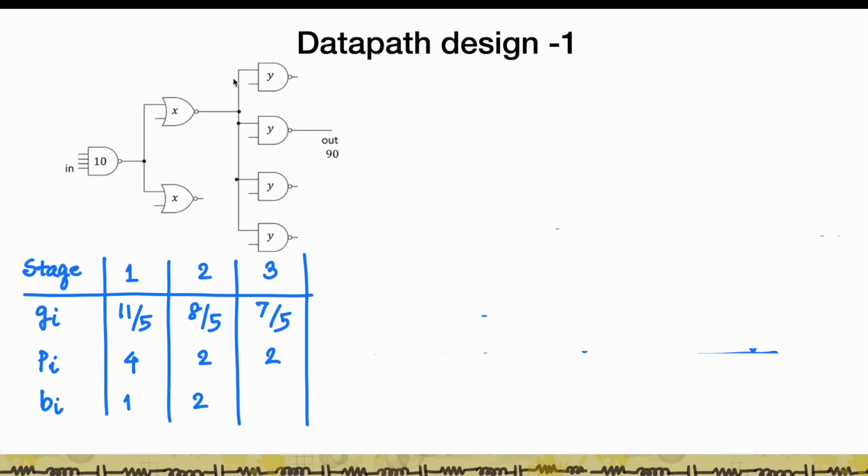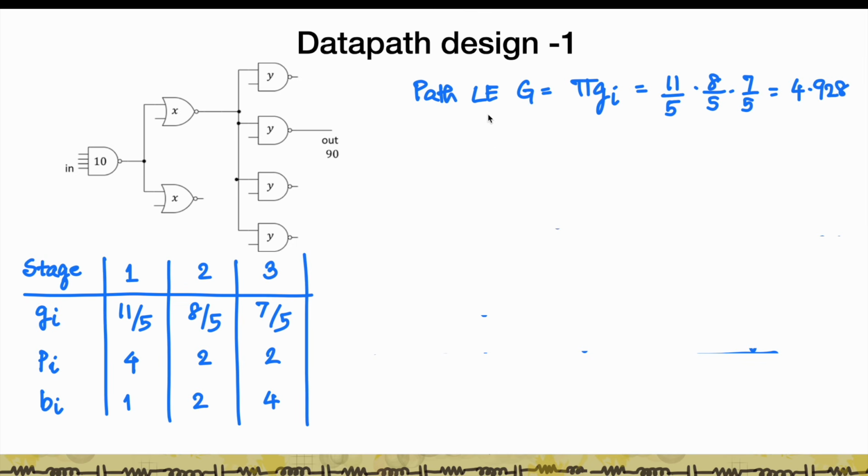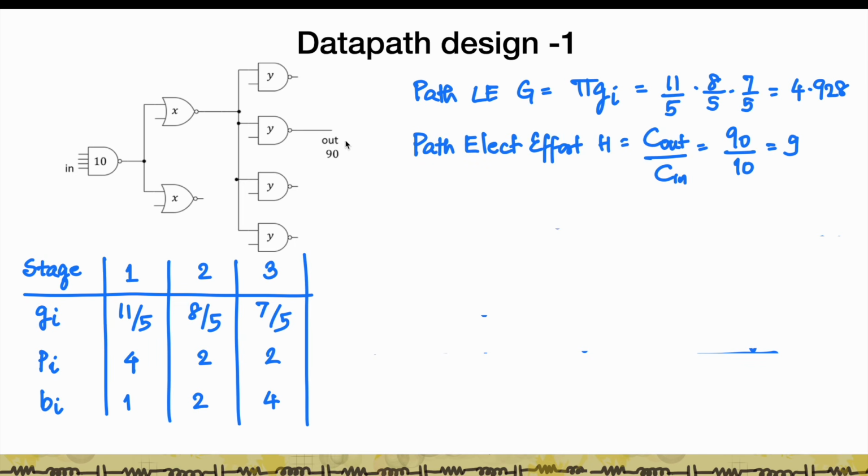Similarly, if you look at the output of the NOR 2, it goes into the inputs of 4 NAND 2s. And so the branching effort of this stage is essentially going to be 4. Right? So now I have all the logical efforts and the branching efforts. So I can talk about the path logical effort, which is the product of all logical efforts. In our case, we just calculated 11 by 5, 8 by 5, 7 by 5, which works out to 4.9. The path electrical effort is unchanged. It remains as the output divided by inputs, so 90 divided by 10, which is 9.